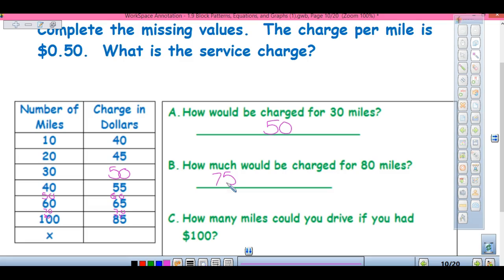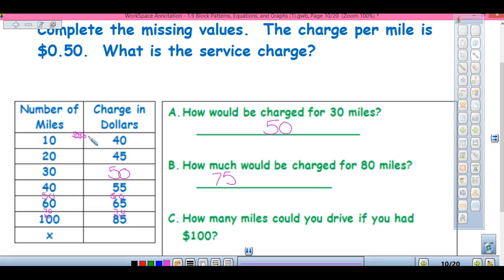Okay, so let's see if we can figure out what the service charge is. Okay, if they're charging 50 cents per mile, and I go 10 miles. How much is that? No, think about it. 50 cents, 10 miles. That's $5. And so how much did they add on for a service charge here? $35. Well, let's see if it continues that way.